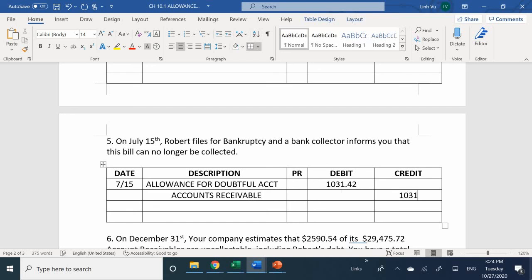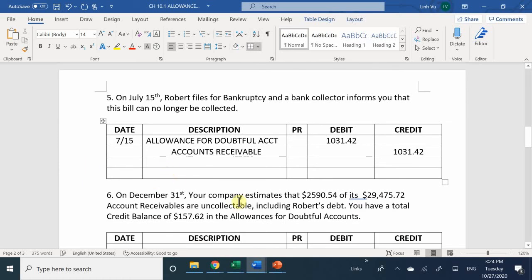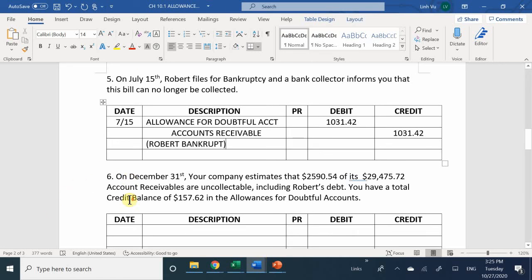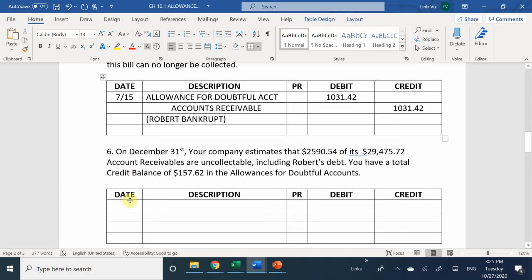So, $1,031.42. There we are. Good. If you want, you can make a note that this is Robert's account, Robert's bankruptcy, so he can no longer pay.